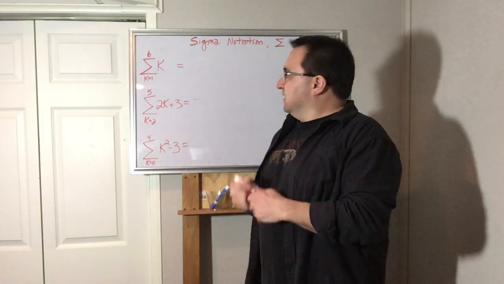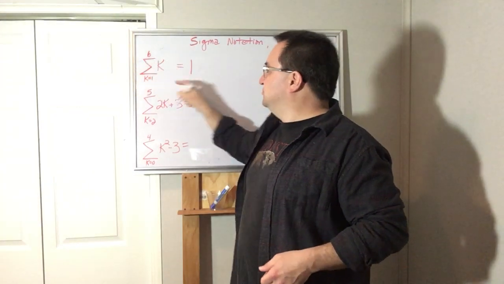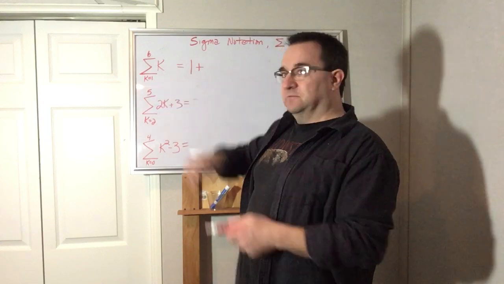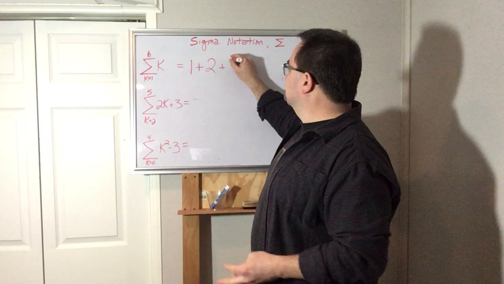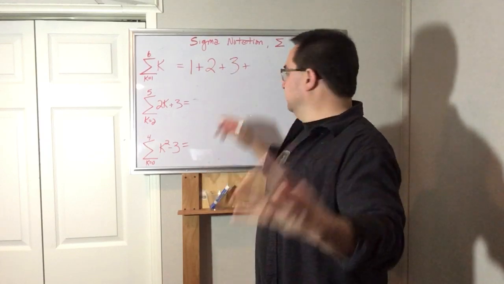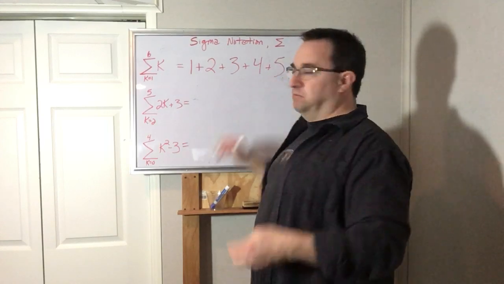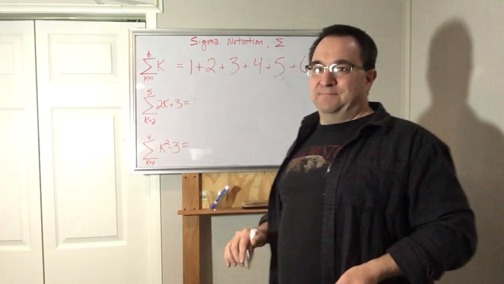So what I do is I plug 1 in for K. This is a summation. And I add, and now I'm going to plug in 2 for K. And then I'm going to plug in 3 for K, and then 4 for K, and then 5 for K, and then 6 for K. And then I'm going to stop because it says stop at 6.